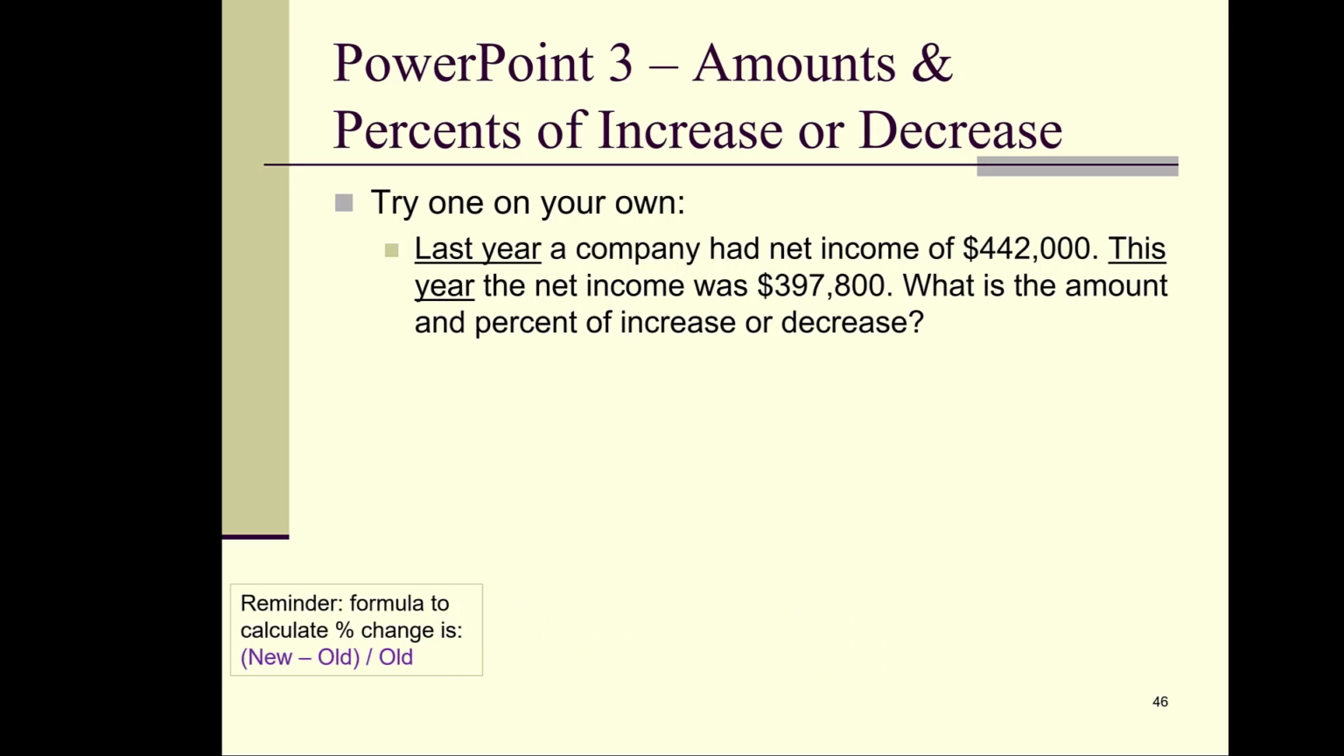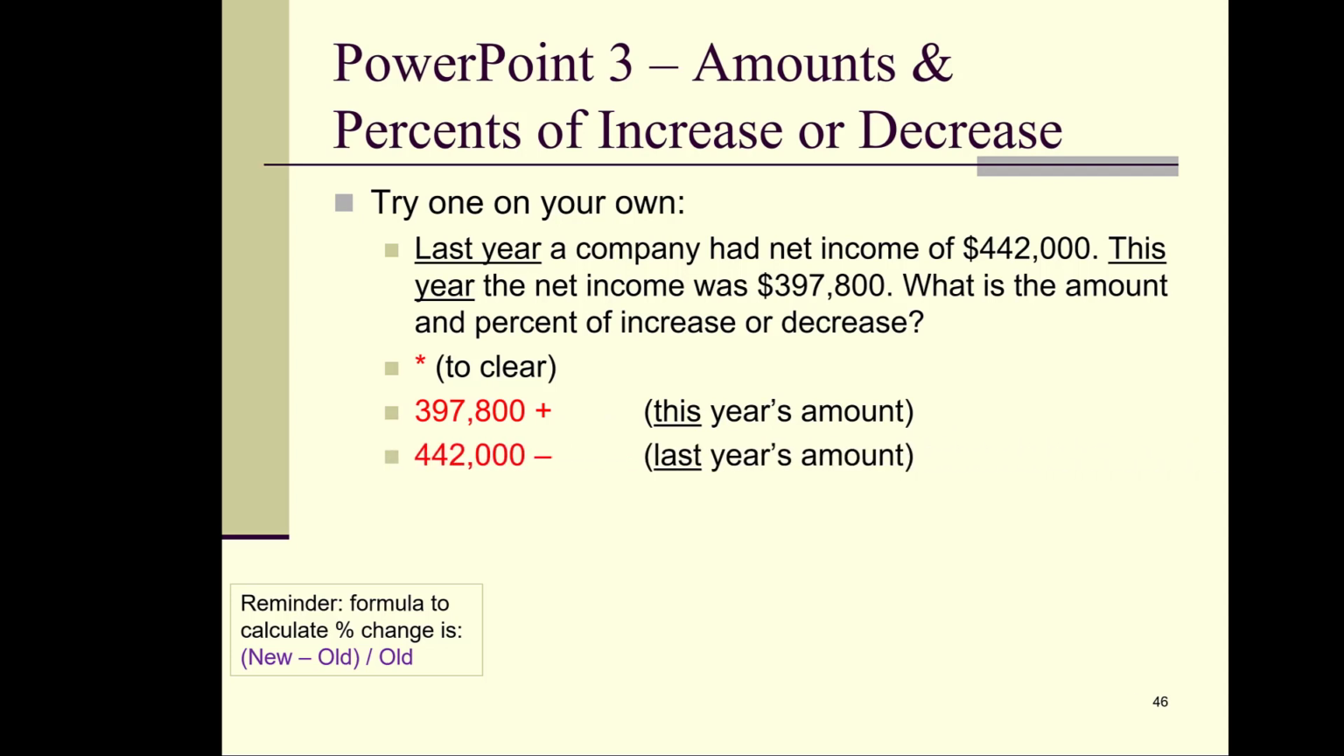So here's our formula, new minus old divided by old. Now which year is newer? The 397,800 is the newer year. So we're going to asterisk, declare the new year is 397,800 plus, subtract the previous year, 442,000 minus, divided by 442,000, hit the percent key, and you should get negative 10. So don't forget that this is a negative number. So it looks like our net income has dropped 10%.